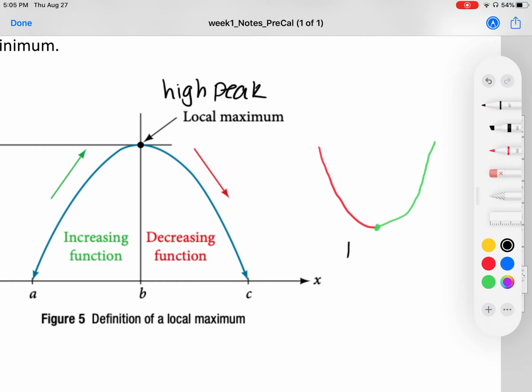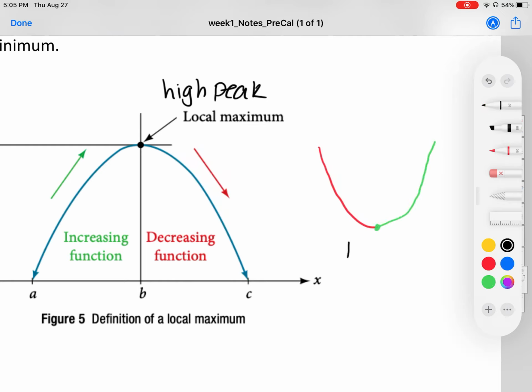A function f is an increasing function on an open interval if f of b is greater than f of a for every two input values, a and b, in the interval where b is greater than a. A function f is decreasing on an open interval if f of b is less than f of a for every two input values a and b in the interval where b is greater than a.